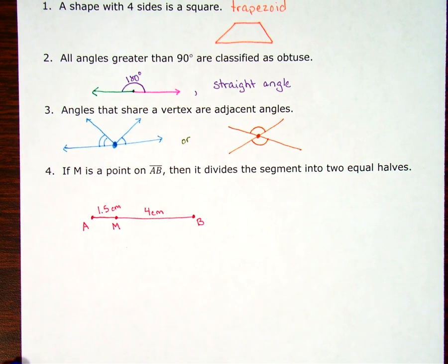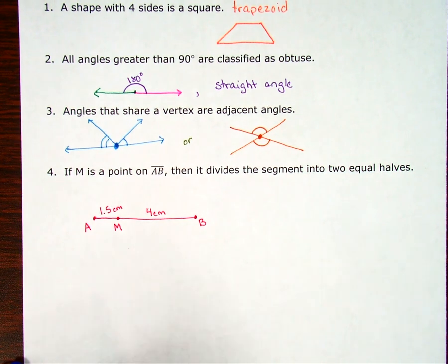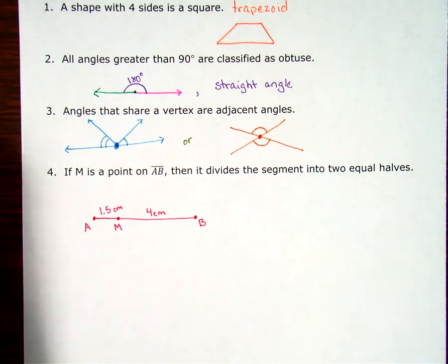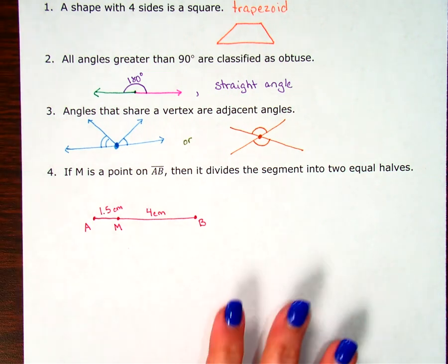Is that the only one I could give? No. I could choose any sorts of values here as long as they're not equal, and that would be a counterexample to the sentence. Okay? All right, so that is inductive reasoning and counterexamples.